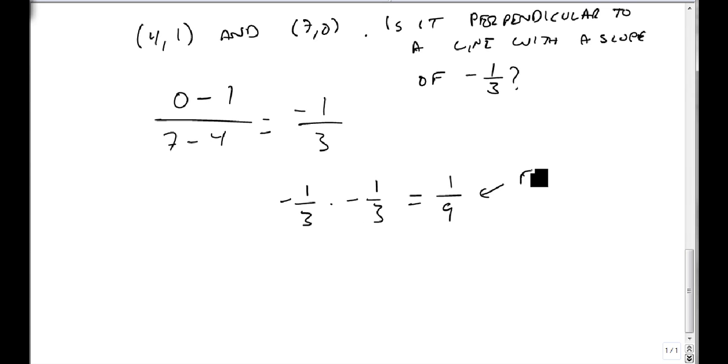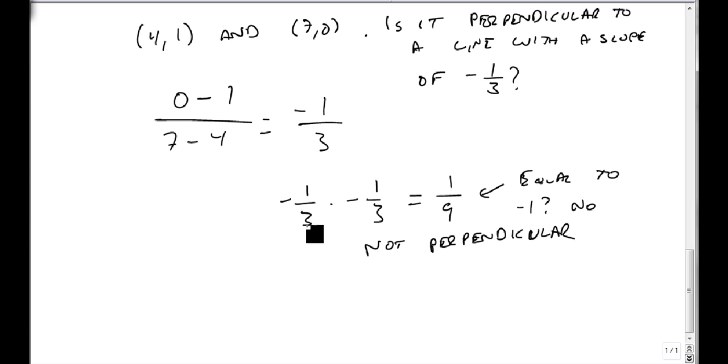Is this equal to negative 1? No, so it's not perpendicular, but in this case, it happens to be the same. Notice that minus 1/3 and minus 1/3 are the same, so it is in this case. It's not always, but in this case, it's parallel.